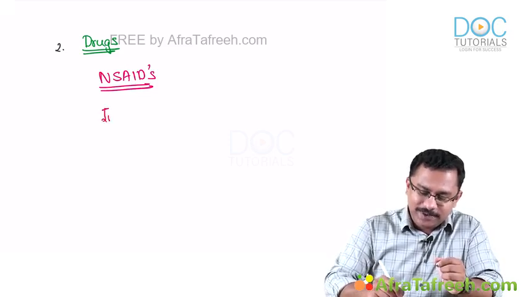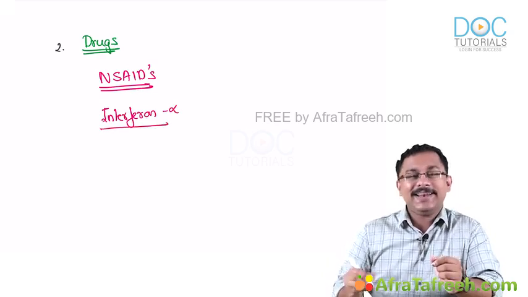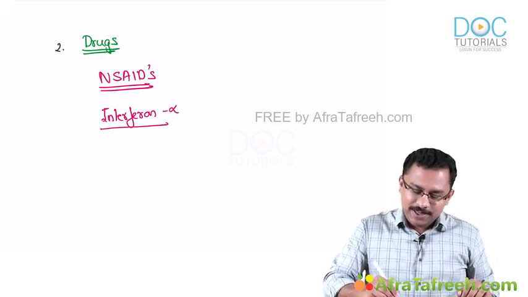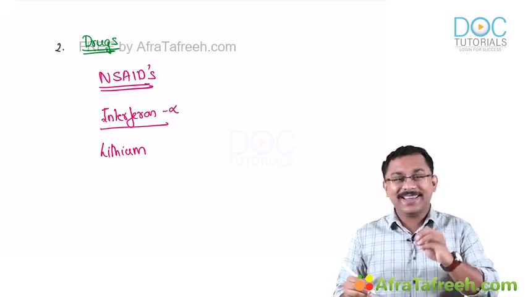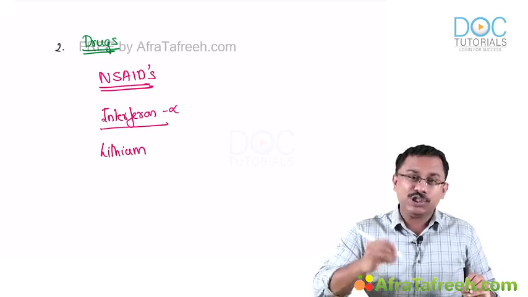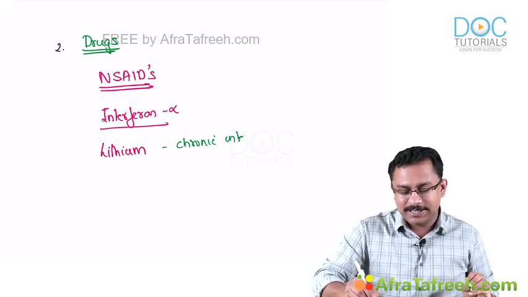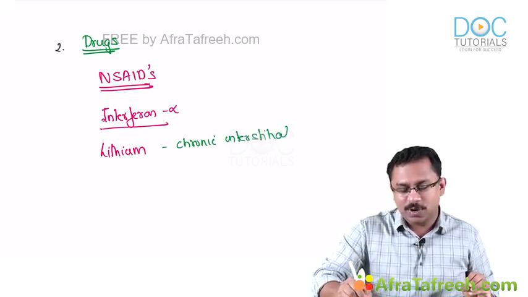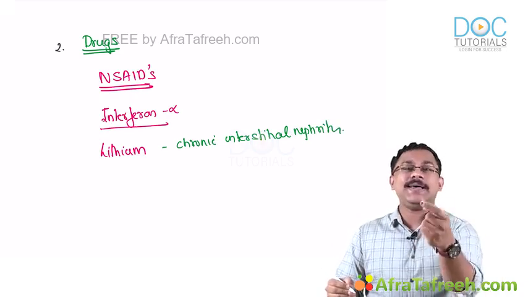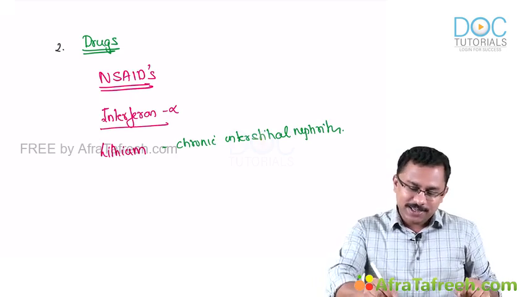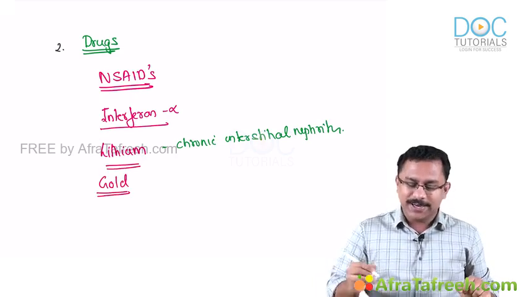Next, you can have interferon alpha. Interferon alpha can produce a minimal change disease. You can have lithium that produces minimal change disease. But here again remember one point: usually lithium produces a chronic tubulointerstitial nephritis, but it may also produce minimal change disease. So lithium, and gold as well.